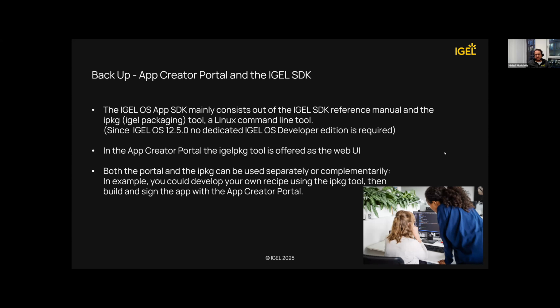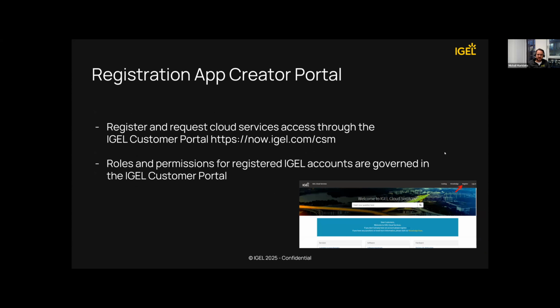Last but not least, registration. So how do I get registration to the App Creator Portal? You cannot log in directly in the App Creator Portal, just like in every IGEL cloud service. So this applies also to the App Portal. First, you need to request access to IGEL cloud services, such as the App Portal and the App Creator Portal, through the IGEL Customer Portal. So here is the URL in case you didn't know it. First you have to go there, register, and this is where you request access to the cloud services, and then you can go with your credentials and log into the App Creator Portal.